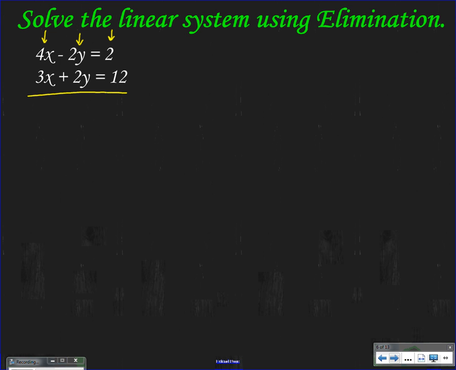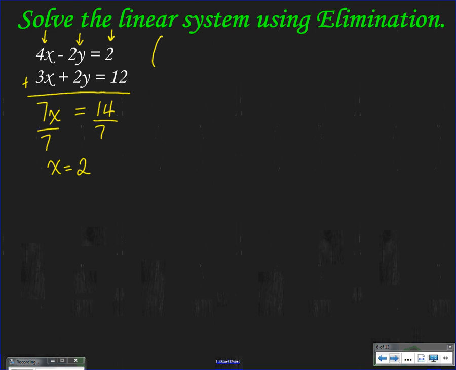So let's try it. I'm going to add them. 4x plus 3x is 7x. And negative 2 plus 2 is 0, so there's no more y. Y is gone. And 2 plus 12 is 14. Now I solve for x. Divide by 7. X equals 2. Perfect. Notice I didn't have to multiply by anything. I just added my equations together and got down to one variable. That's it.